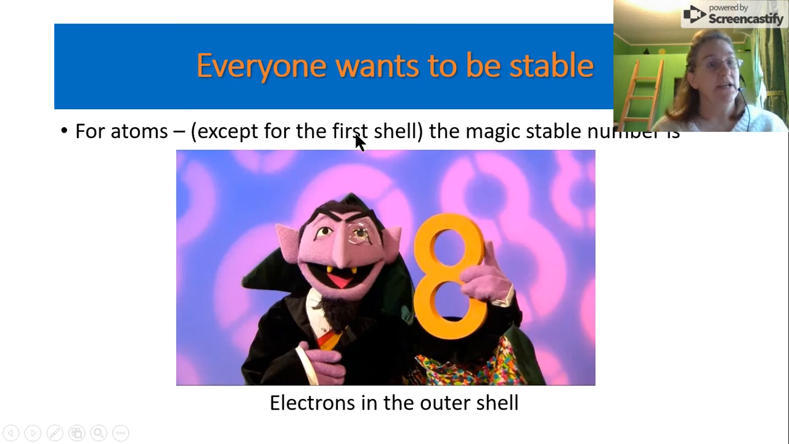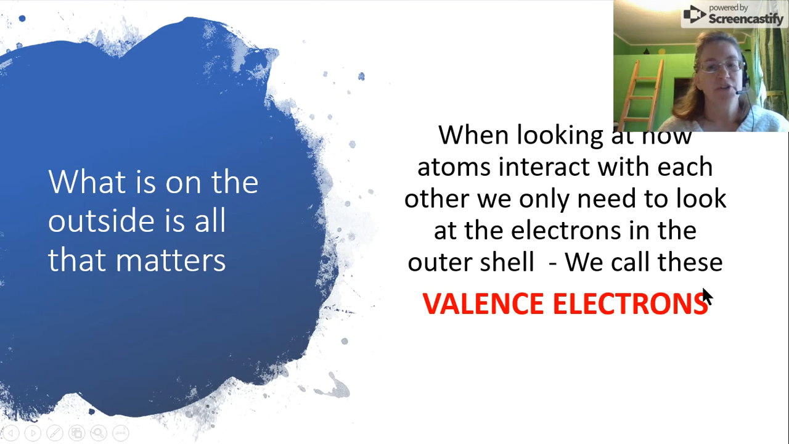And then also the idea is to remember that everybody wants to be stable. For atoms, except for that first shell, so that's except for hydrogen and helium, those are your two exceptions, everybody else, the magic stable number is 8. They want 8 electrons in their outer shell. And since it's that outer shell that matters, it's kind of opposite of when we talk about beauty being only skin deep. Well, in electrons, it's on the outside. It's the only thing that matters. And it's what's on the outside that gives it the properties that it has.